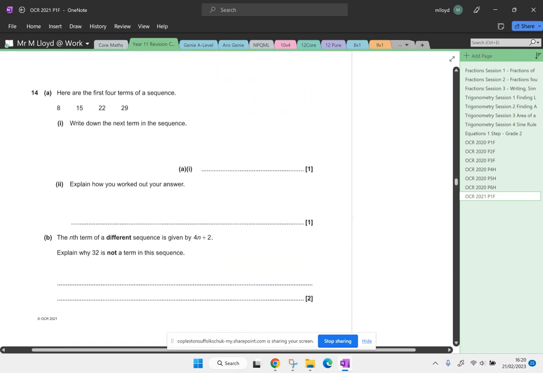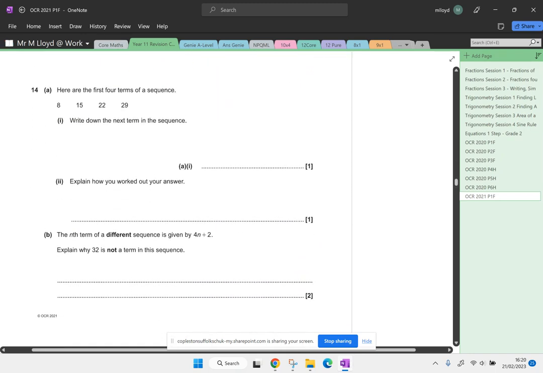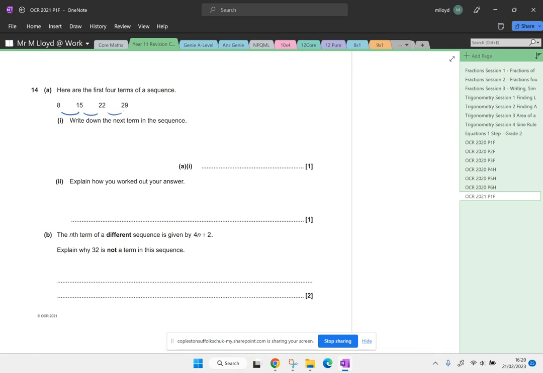Hello, we are on to question 14. So let's get cracking, get as many of these done as we can. Write down the next term in the sequence. So these are going up in sevens. So 36 is going to be our next number. Explain how you worked out your answer.